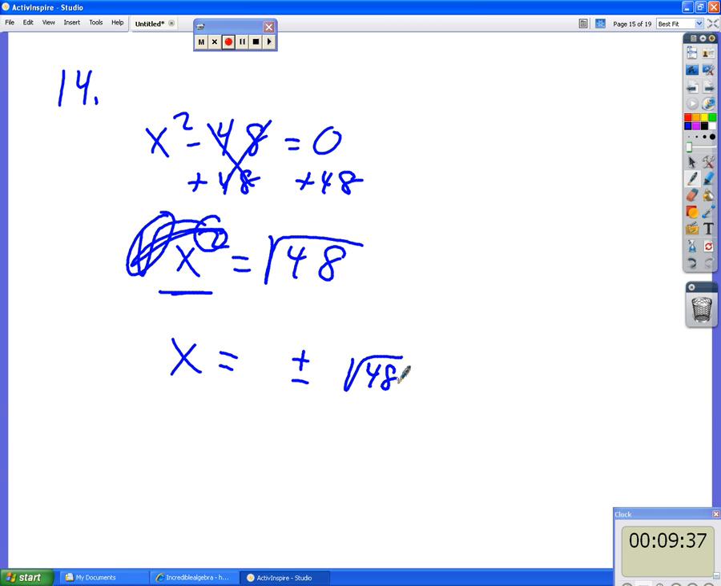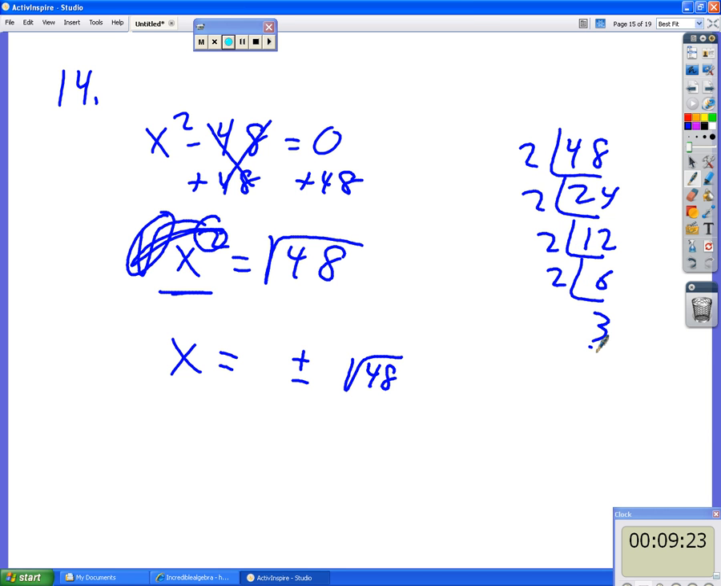Take the 48 and simplify it. 48, break it down. What goes in the 48? 2 does 24 times. 2 does 12 times. 2 does 6 times. 2 does 3 times. The 3's prime. We're done. What are my pairs? Pair of 2's. Pair of 2's. That's it. That's a 2. That's a 2. Together, when I multiply, I get 4.